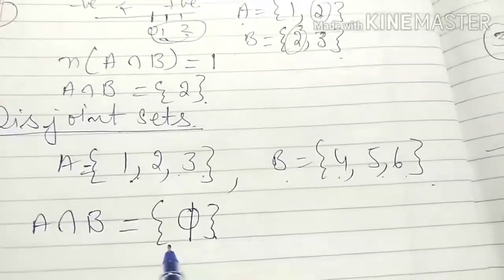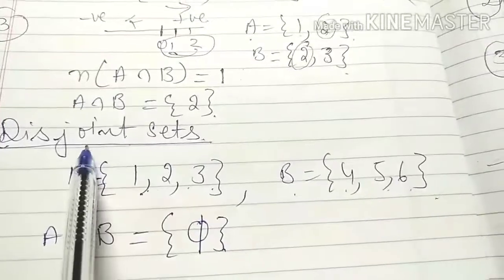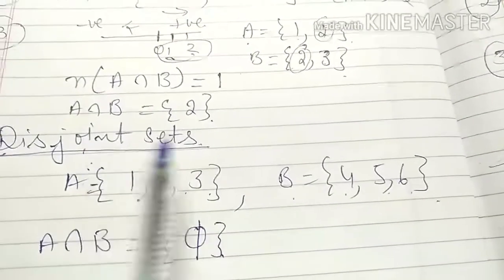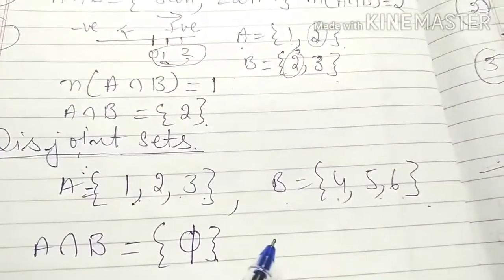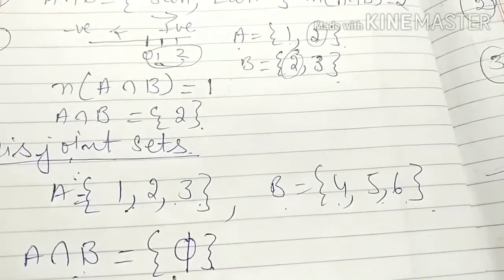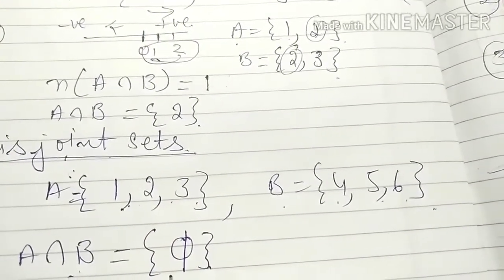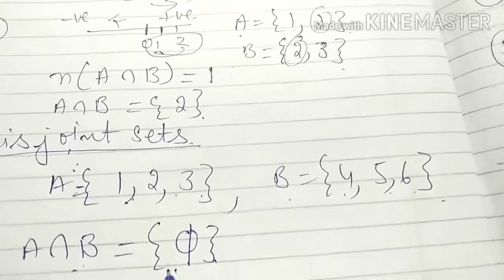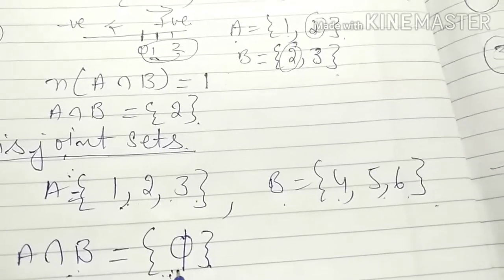If in two sets there is no common element, we denote them as disjoint sets. Two sets A and B are said to be disjoint if their intersection is empty, and if two sets have no element in common, they are called disjoint sets.